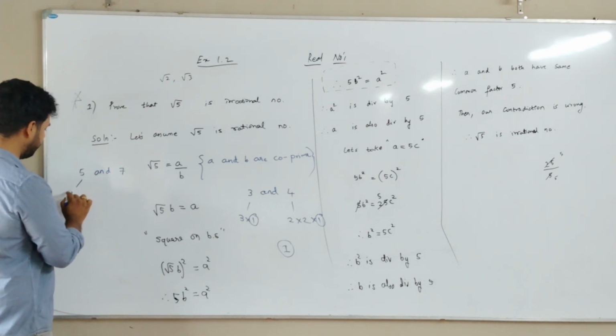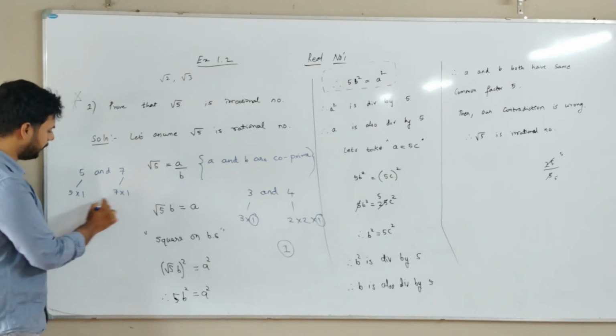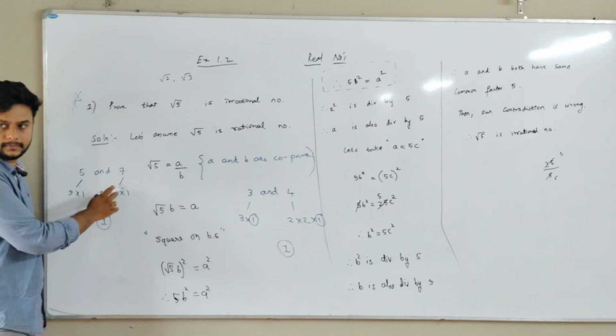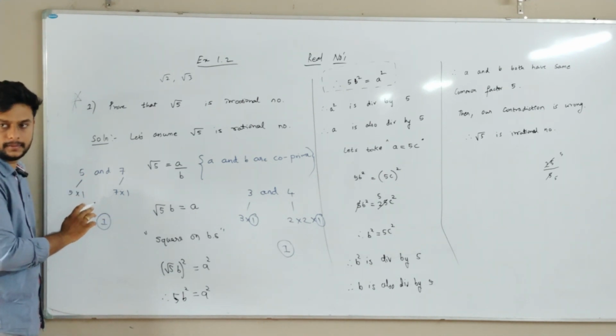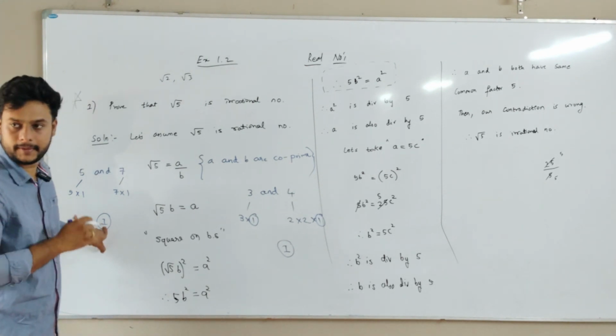5 can be written as 5 ones are 5, and 7 can be written as 7 ones are 7. So what is their common factor? 1. So these are also co-prime numbers, yes or no? Both are co-prime numbers. So when it is co-prime, the common factor should be 1.